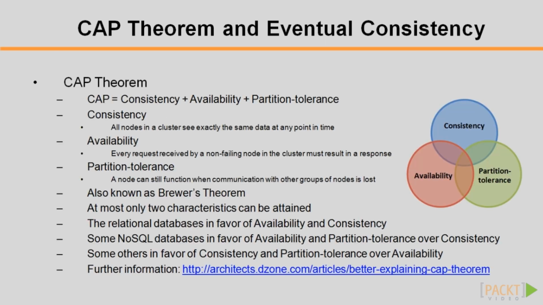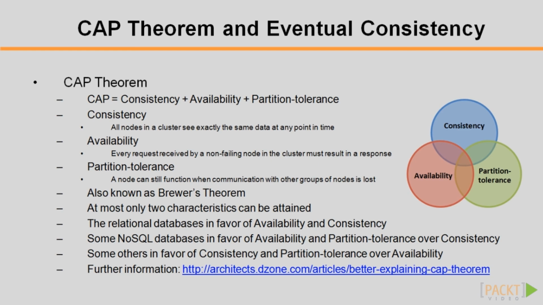Okay, let's see what the CAP theorem is. CAP is an acronym of the three characteristics of a distributed system: consistency, availability, and partition tolerance. Consistency means that all nodes in a cluster see exactly the same data at any point in time. Availability means that every request received by a non-failing node in the cluster must result in a response. Partition tolerance means that a node can still function when communication with other groups of nodes is lost.